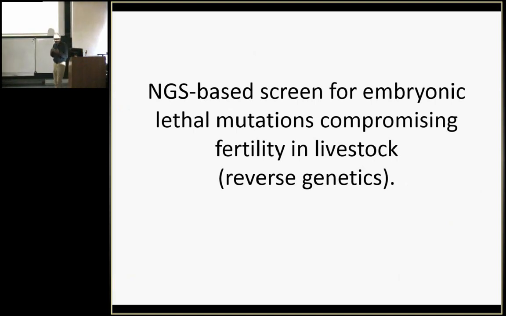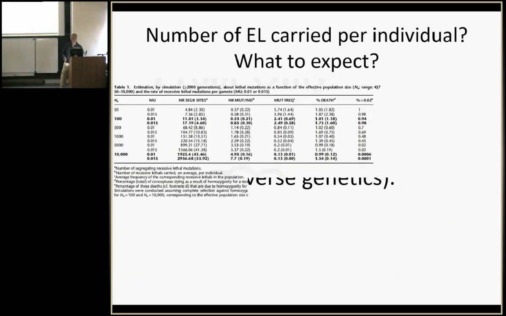And because we postulated that we were looking at embryonic lethality, which is an undetectable phenotype, we could not use forward genetics, which starts from the phenotype and goes to the DNA, but we could try to use a reverse genetic approach going from the DNA to the phenotype.